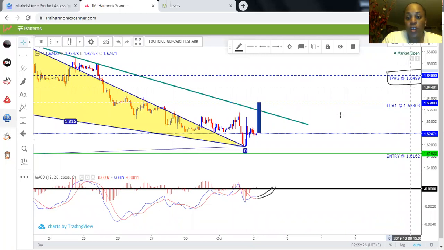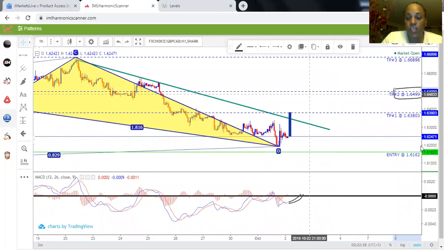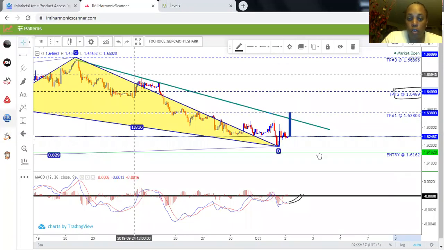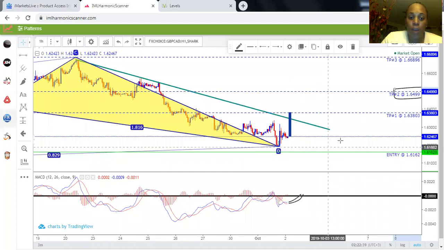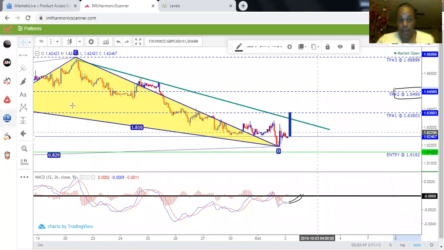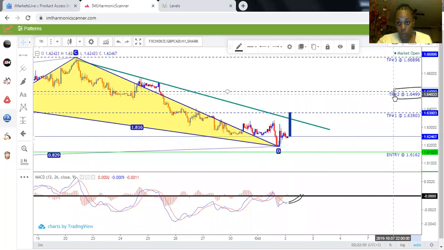So when you're trading the harmonic scanner, the key is not to just get in where it says entry and come out where it says take profit. If you do your analysis, you will have a better win rate with the harmonic scanner. And that's what I'm trying to encourage for you guys, right? I want you guys to have a good win rate with the harmonic scanner.